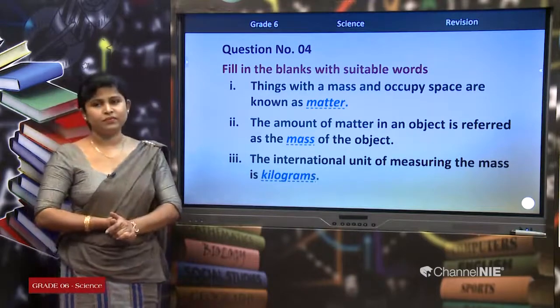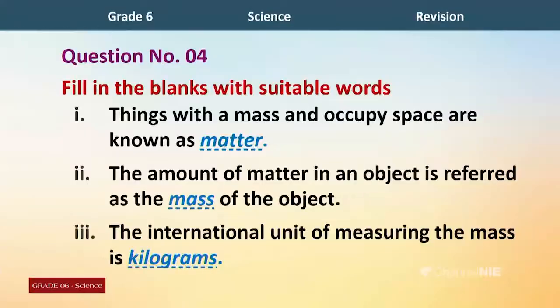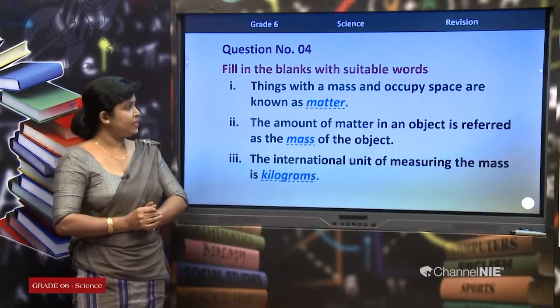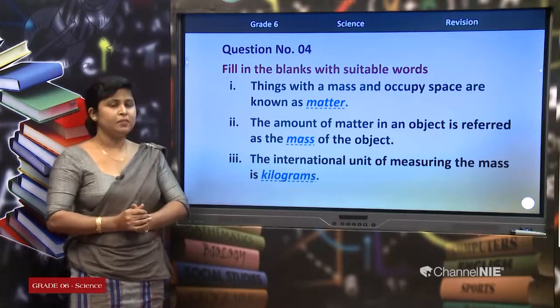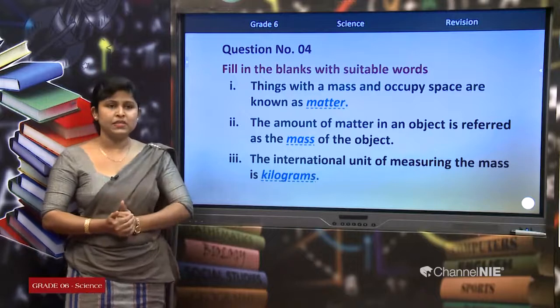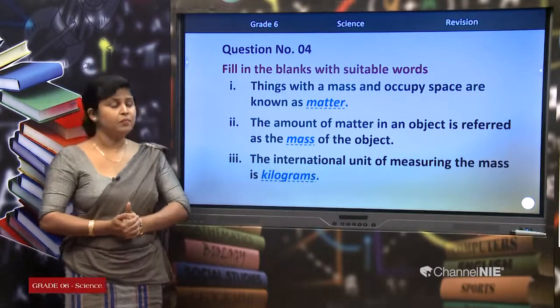Question number 4, right? Fill in the blanks with suitable words. Things with mass and occupy space are known as matter. I have already given you the answer, but you have to think about matter and energies. Matter occupies space as well as has a mass. But when we think about energies, they do not occupy a space and they do not have a mass.